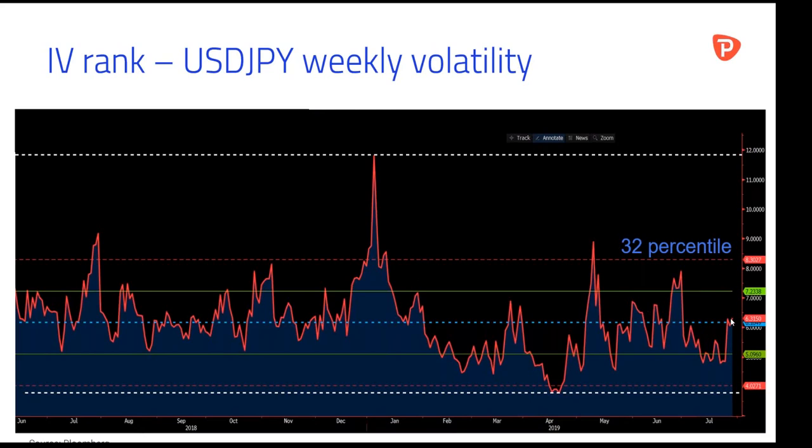Now, considering we've got the most anticipated Fed meeting in many years, they're going to cut rates for the first time in a decade, the implied volatility was at the 32nd percentile. So I was telling clients, look, we've got this massive event, but the market's not expecting fireworks. You can see here the average line, this blue dotted line, with one standard deviation here. So it's really around the average of where we've been over the last 12 months.